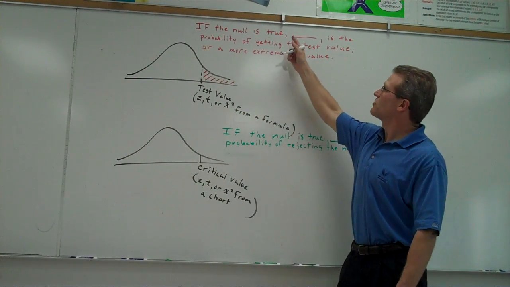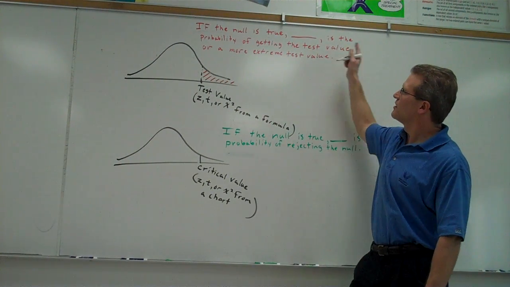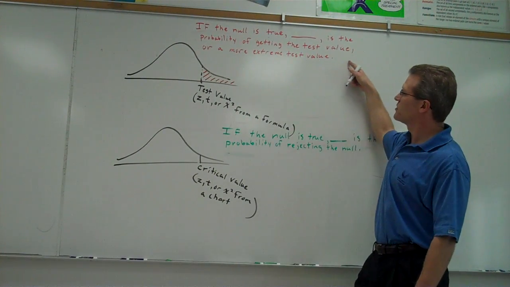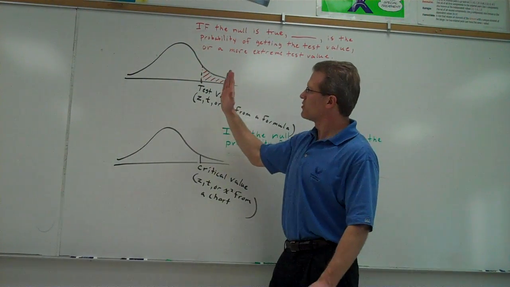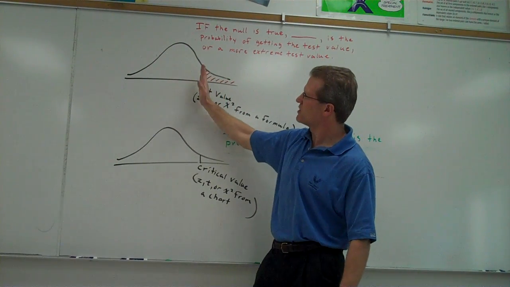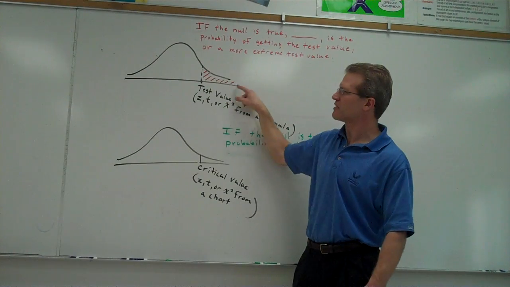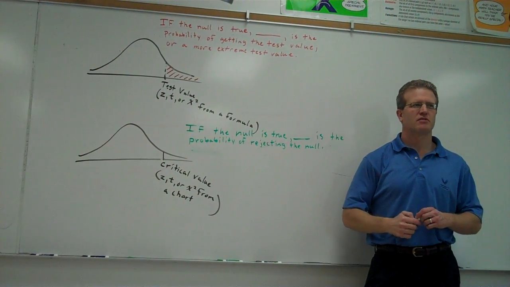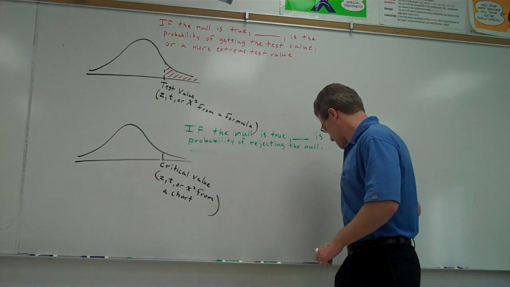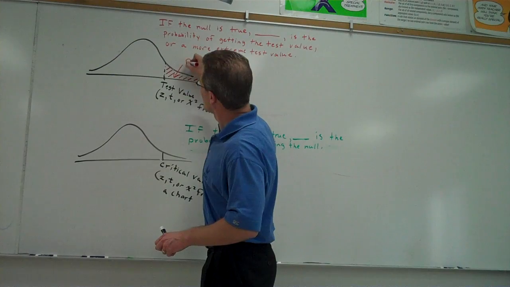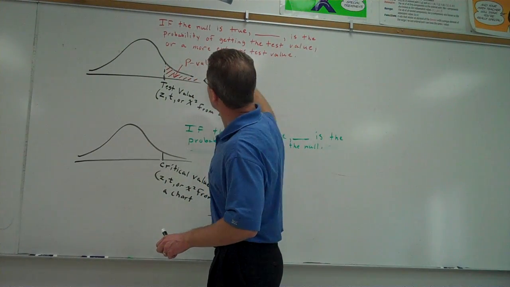If the null is true, blank is the probability of getting the test value or a more extreme test value. So, in other words, there's something that is the probability of getting this test value or a test value in this red area. Anyone know what the answer to that question is? It's also the area, this area right here, p-value. Good. That value is called the p-value.